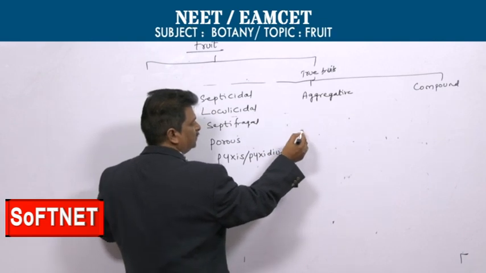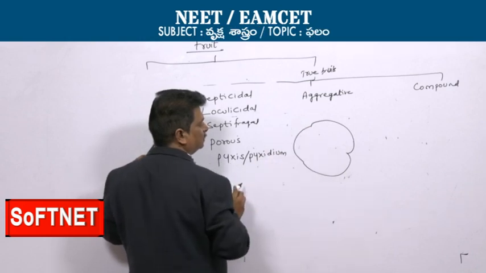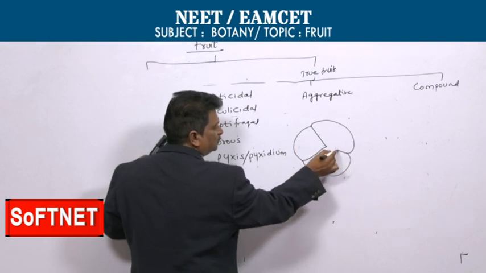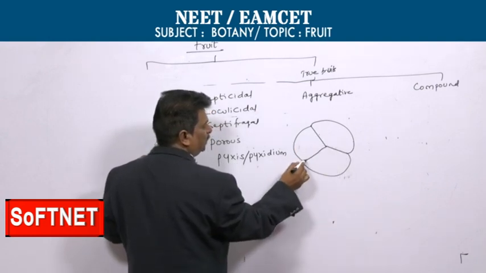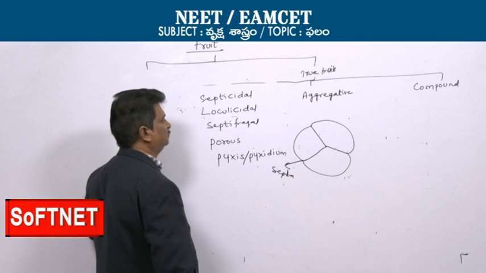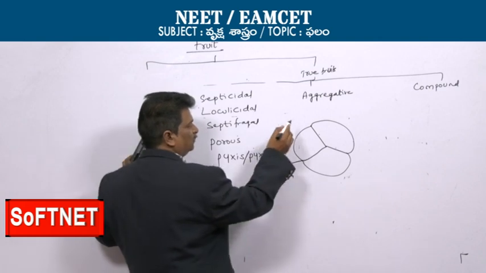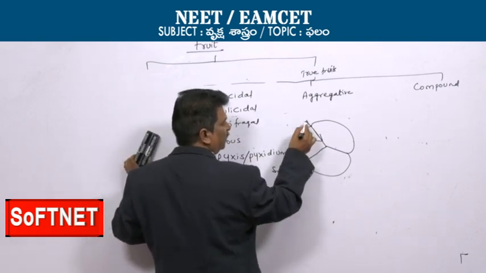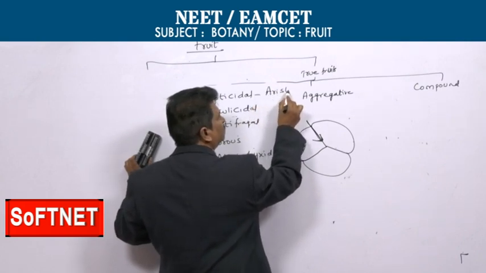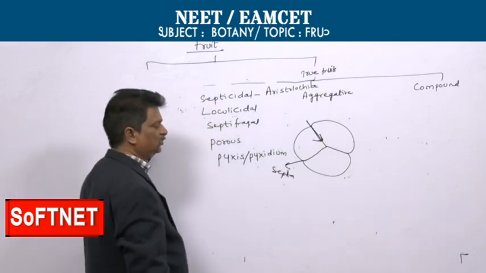First one, septicidal. For example, this is one carpel, and this is a second carpel. After this, the carpel grows inwards, and this portion is called septa. So if the fruit wall breaks along the septa, it is called a septicidal capsule. Example, aristolochia.